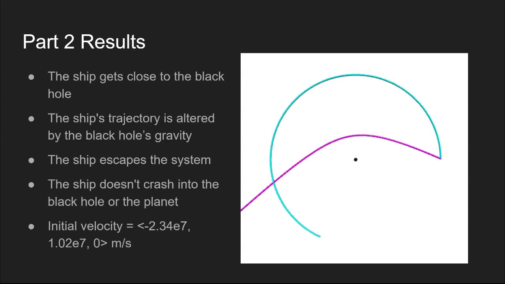These are my results from part 2. I found the initial velocity required for the spaceship to get close to the black hole while avoiding the planet and the black hole. The negative x component means the ship is moving to the left at first, and its positive y component means the ship is moving up.